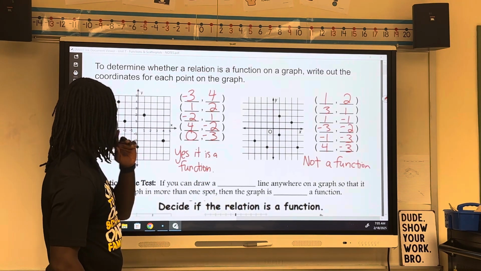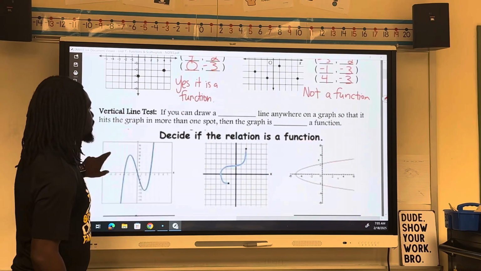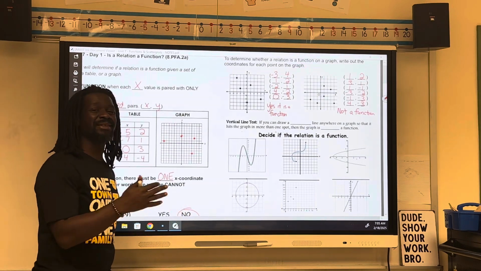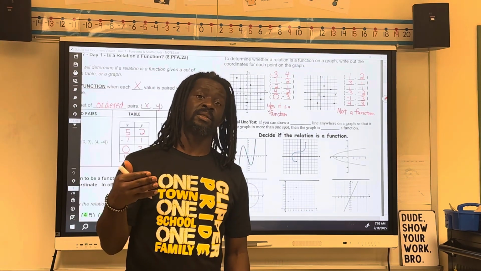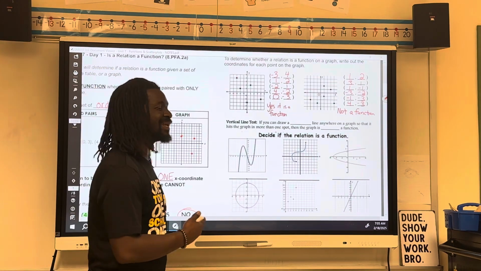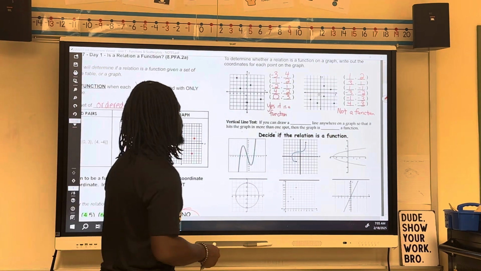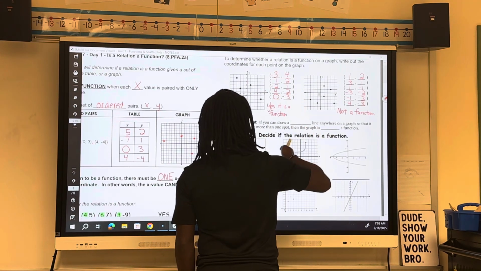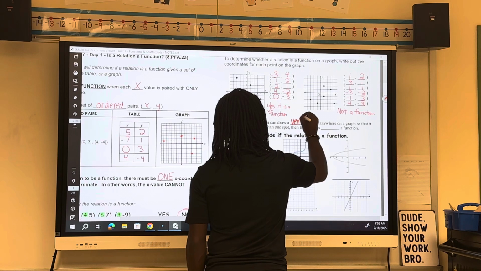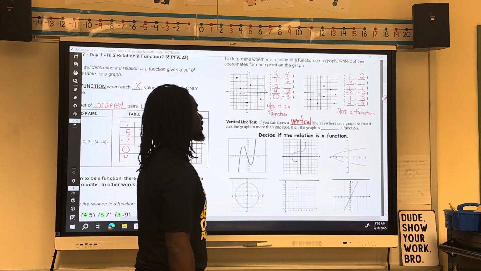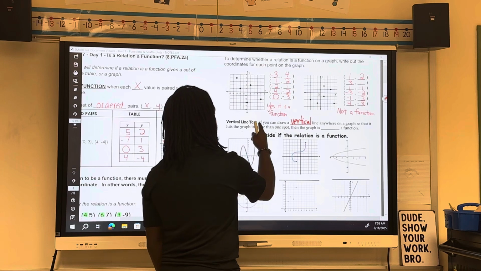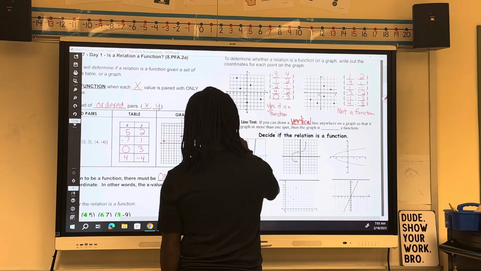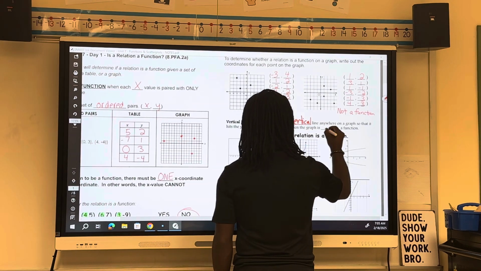Okay. All right, so here is the way we're going to end. I'm going to show you another way to check a graph and determine whether or not a relation is a function. And this is called the vertical line test. All right, so if you can draw a straight line, actually a vertical line, it has to be up and down, anywhere on the graph, and it hits the graph in more than one spot, then the graph is not a function.